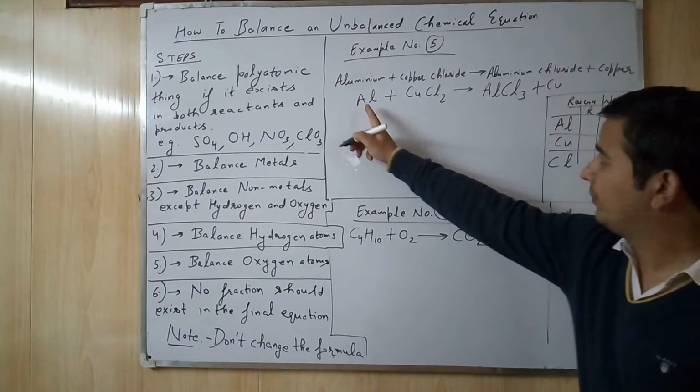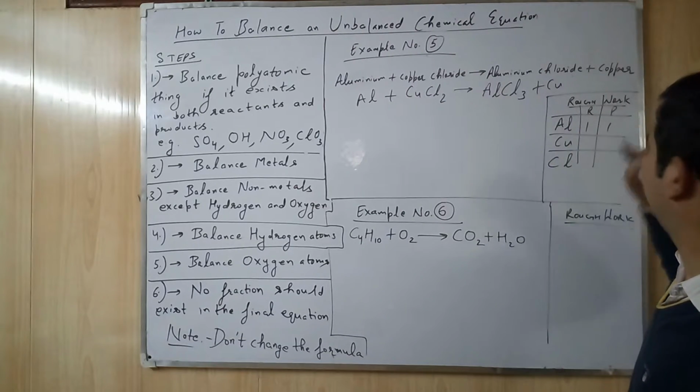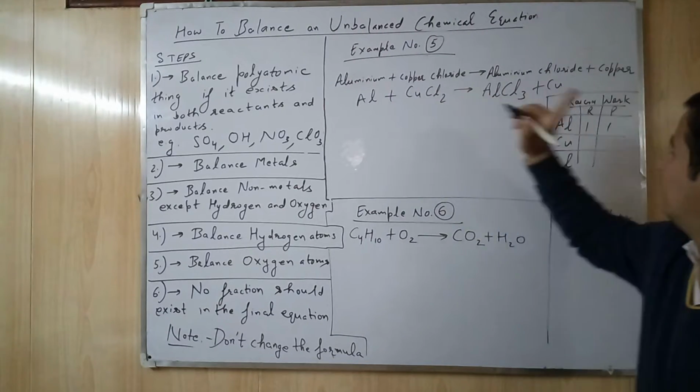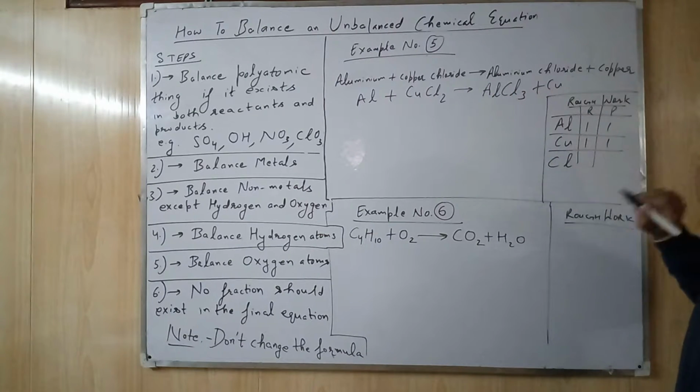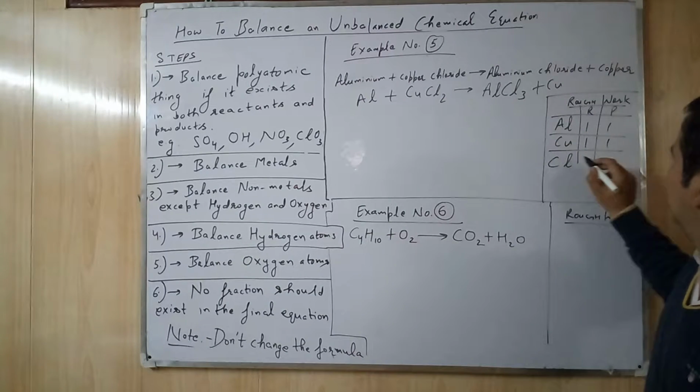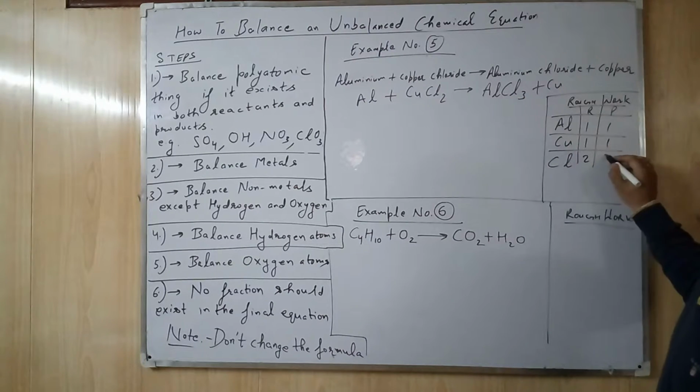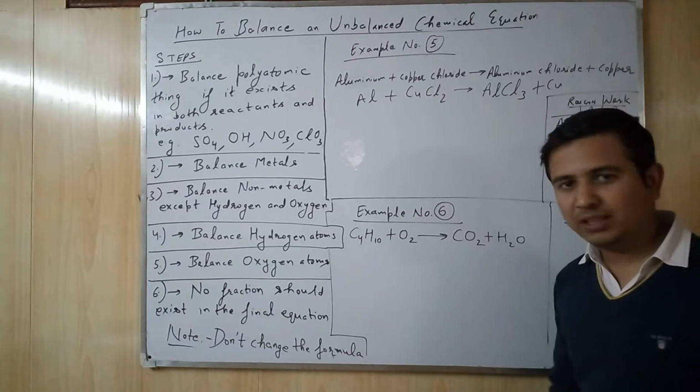So aluminium is 1 and 1, because there is 1 on the reactant side and 1 on the product side. Copper is 1 and 1, okay, that's fine. Chlorine is 2, but here it is 3. So we have to update the equation.